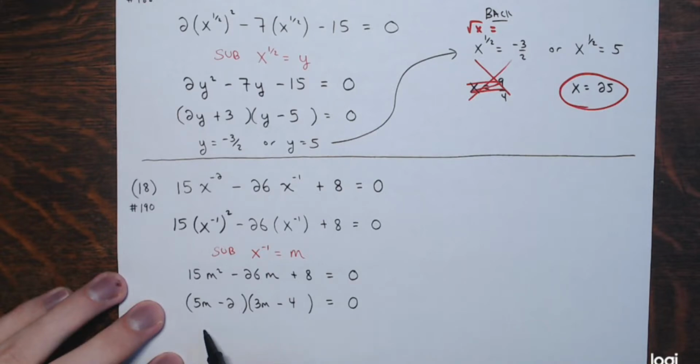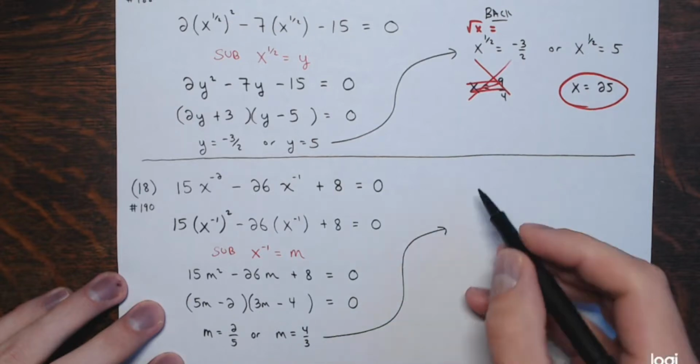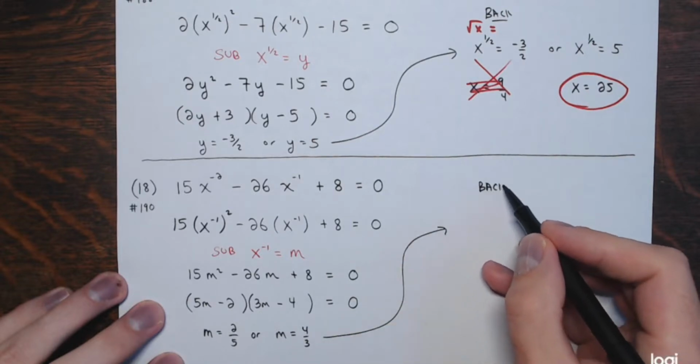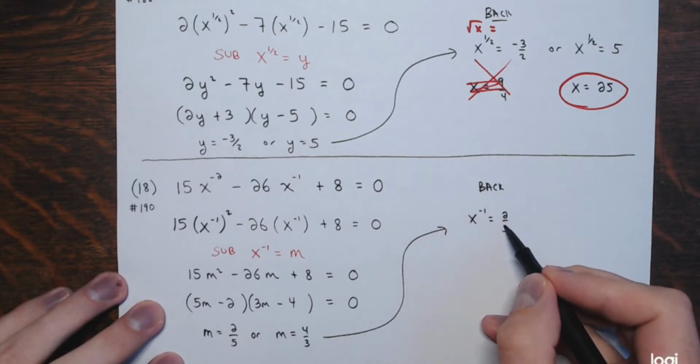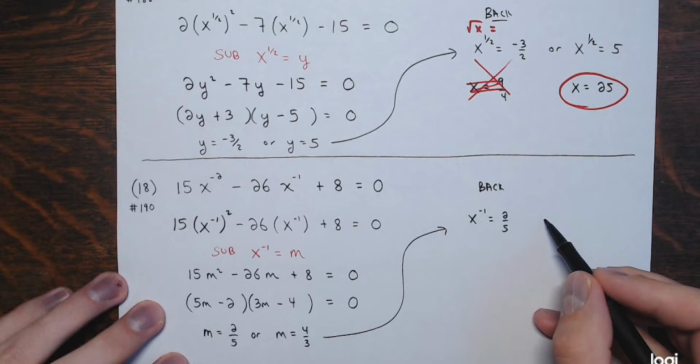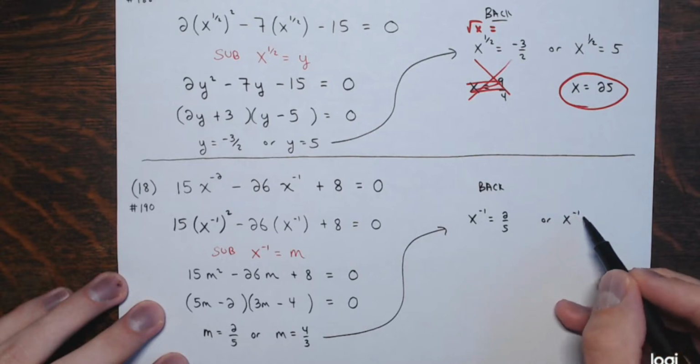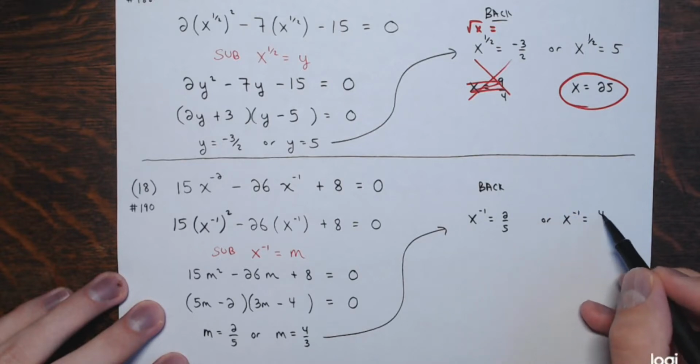Great. So the solutions in m are 2/5 and 4/3. Alright, but then we sub back. So we have x to the negative first equals 2/5, or x to the negative first equals 4/3.